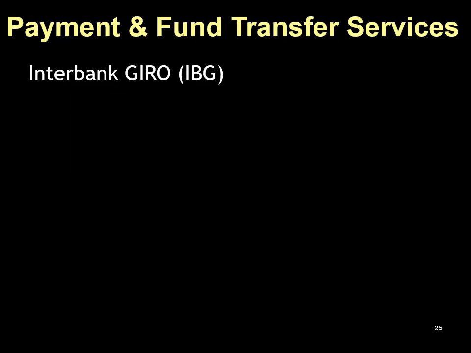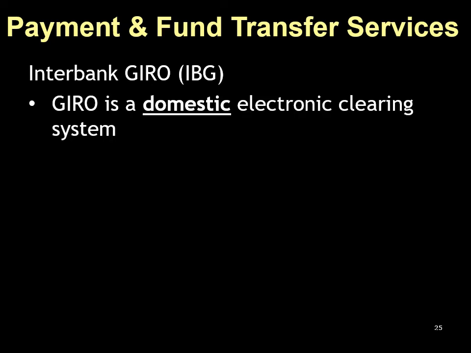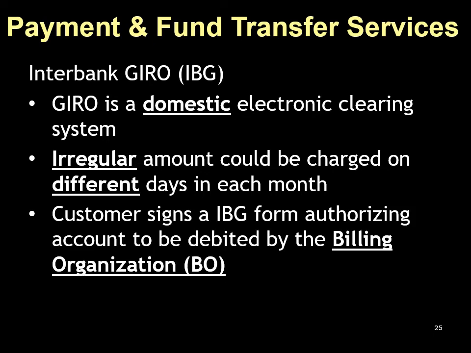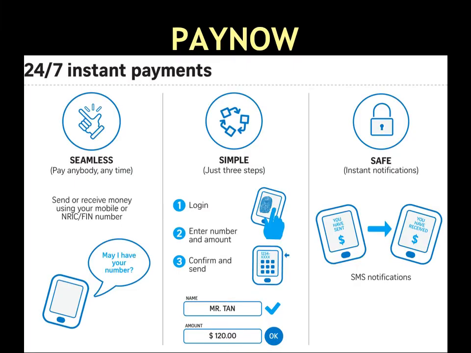Next, we look at interbank GIRO. GIRO is a domestic electronic clearing system, and it allows for irregular amounts and charges on different dates. So basically, in short, it's flexible. The customer signs the GIRO form authorizing the amount to be debited by the billing organization. It's 24/7, so it's available 24 hours, 7 days a week. So basically, all year round. So it's seamless, simple, and safe.